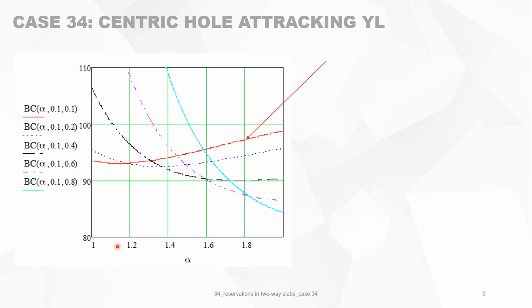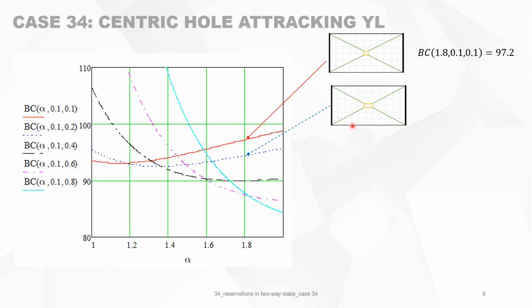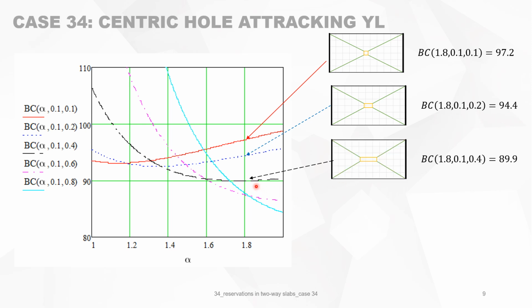We can give an example. Suppose that you have a slab with the ratio B over A equals to 1.8. Then you see on this point that for a centric hole of 0.1 times A as diameter, you lose some bearing capacity. Not much, but you lose some. You lose 3%. The next, for instance, for alpha 1 equals to 0.1 and alpha 2 equals 0.2, which is a reservation like this, you lose more bearing capacity, 6%. And then you increase the reservation, you lose 10% of the bearing capacity.